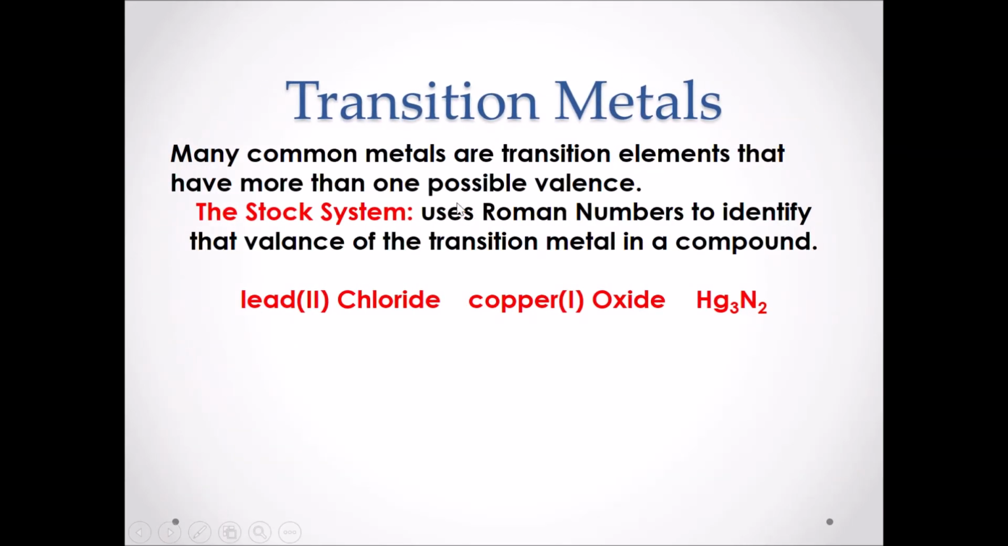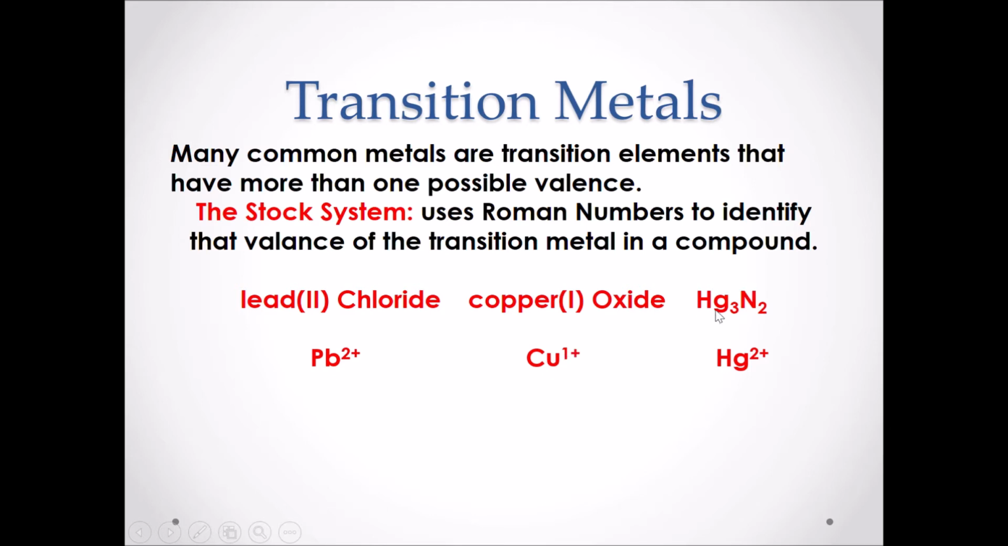Transition metals. Many common metals are transition elements that have more than one possible valence, meaning they can have a different number of valence electrons. The stock system uses Roman numerals to identify the valence charge of the transition metal in the compound. For example, we can see lead(II) chloride. That represents that lead has a charge of 2+. In our next example, we can see copper(I) oxide. This represents that copper has a charge of 1+.